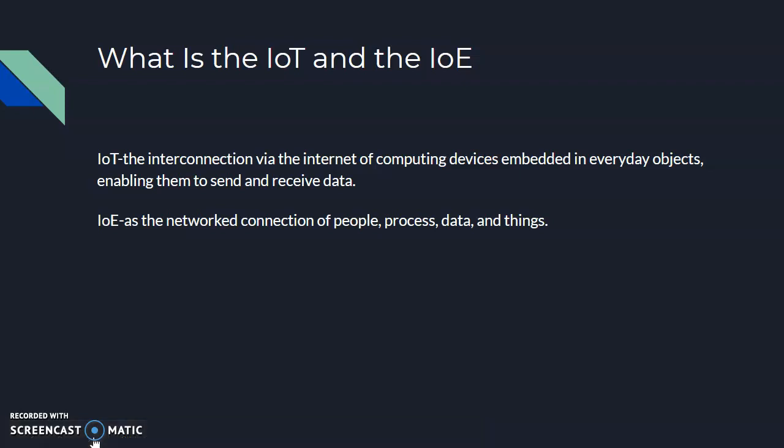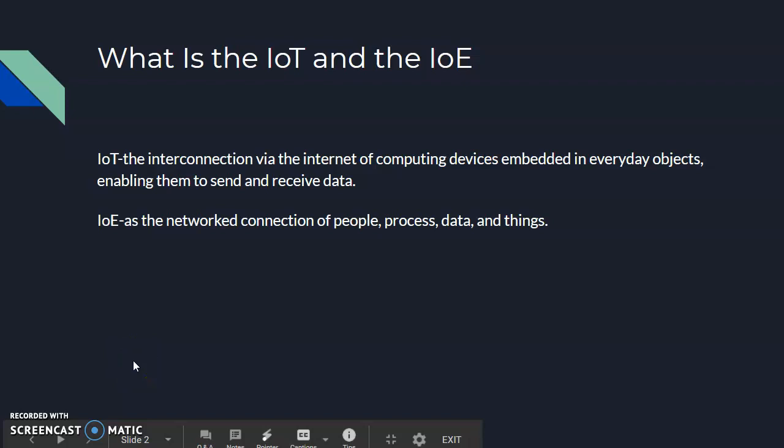Well, IoT stands for the Internet of Things, which is defined as the interconnection via the Internet of computing devices embedded into everyday objects, enabling them to send and receive data. IoE stands for Internet of Everything, and the definition of that is the network connection of people, process, data, and things.